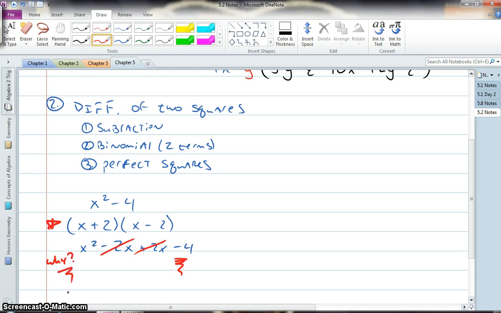Okay, why it works. So, let's try another one. 36x squared minus 25. So again, the square root of 36x squared would be 6x. The square root of 25 would be 5. 6x and 5, one plus, one minus. Please FOIL it out to double check.